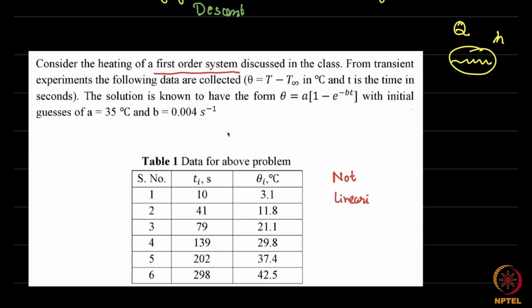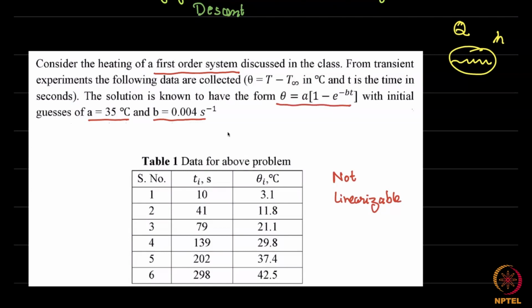And this is why we started looking for some methods that would generalize to nonlinear equations also, or nonlinear optimization problems. And one such example was gradient descent. As I said, we will be using it again when we come to the machine learning portions of this course. Now, let's say we have two initial guesses. We have already seen gradient descent and we have two initial guesses, A equal to 35 degrees and B is 0.004 per unit second. You can check what the units are by just doing dimensional analysis on this equation here.